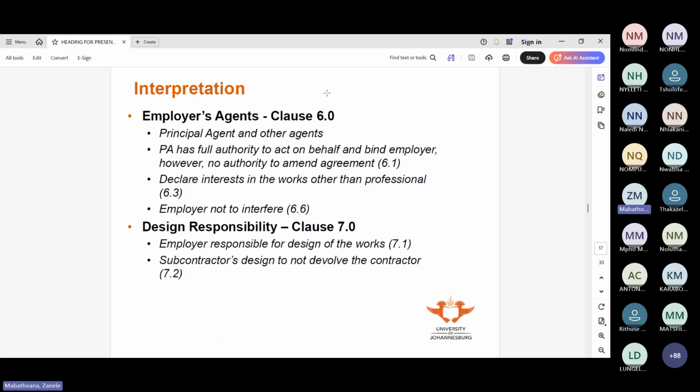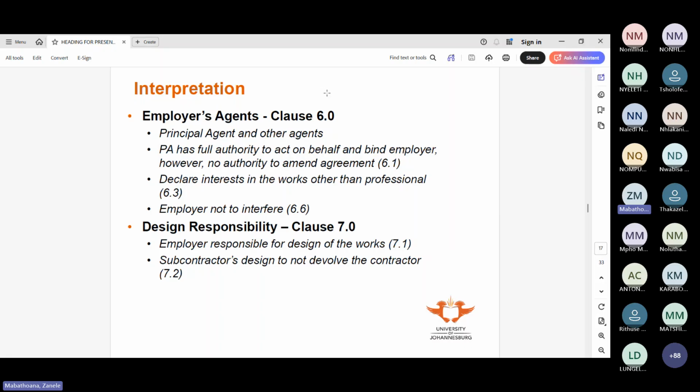Okay. Then clause 6 speaks of the employer's agents. So you have the principal agent who has the full authority and obligation to act on behalf of and bind the employer in terms of this agreement. He has no authority to amend the agreement. So if the agreement is we're building a school, he can't change it to a clinic or something.